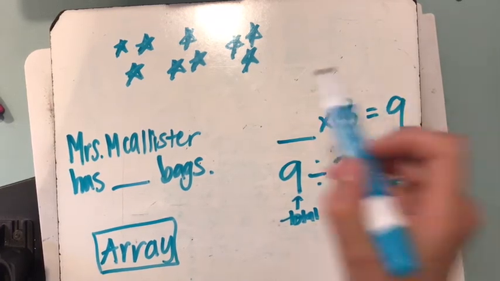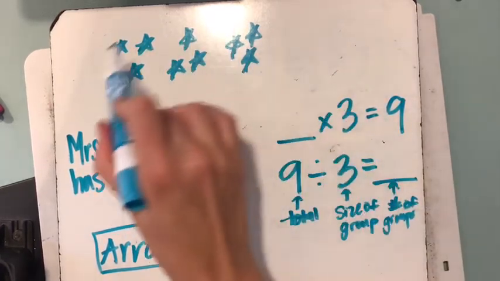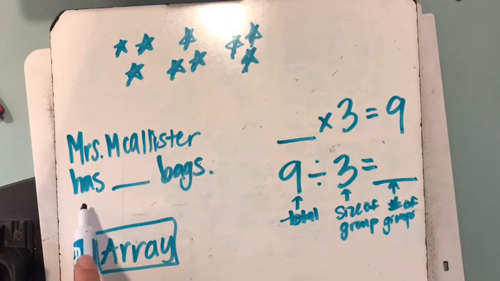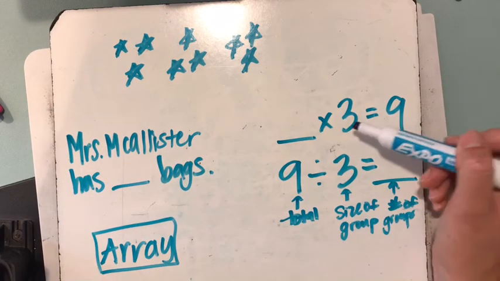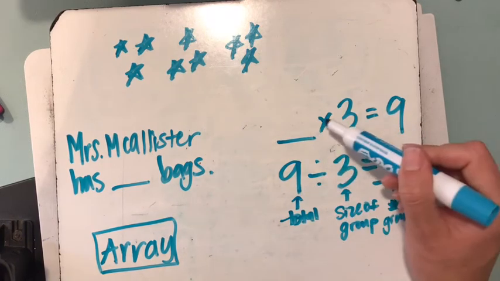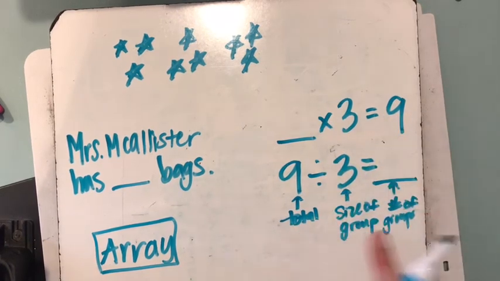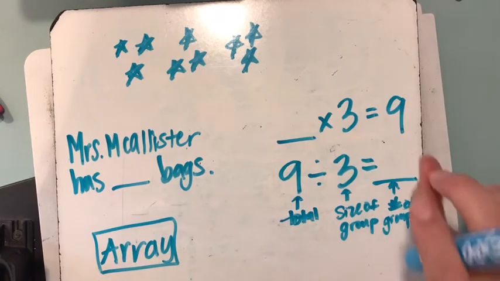All right, so this one I want you guys to do on your own. I want you to go ahead and draw the stars. Draw this, so write out Miss McAllister has blank bags, and write out the multiplication equation and the division equation, okay? You don't have to write this bottom part though. And then on your whiteboard also put arrays, okay? So pause the video and do that.